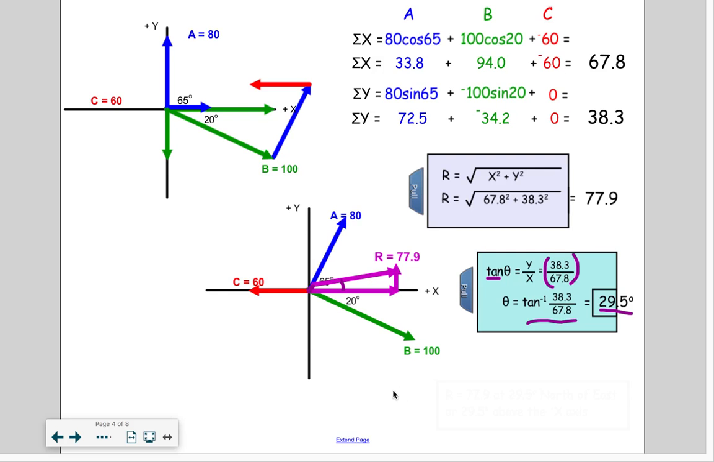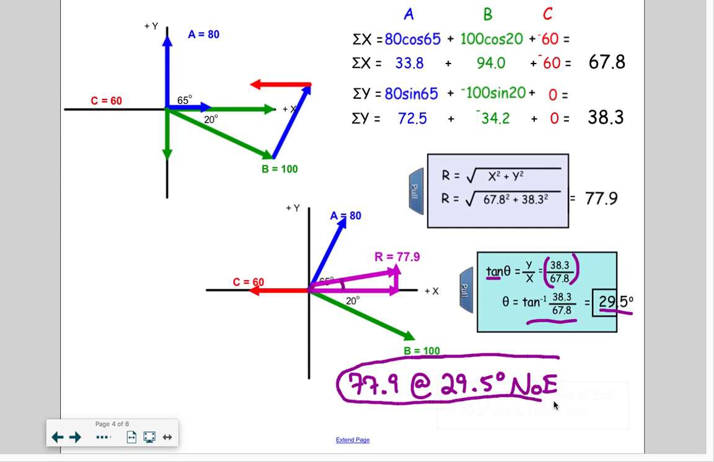So my final answer for this, if I wrote out the whole thing, I would write 77.9 at 29.5 degrees. And the cardinal direction here, I first went east and then I went north of east. And I would write that in. So anytime that you are doing these example problems in this chapter, this is what it's going to look like whenever you get your final answer. If I am asking for a vector, I need both the magnitude and the direction. And the direction is not just the cardinal direction, it's also the angle.